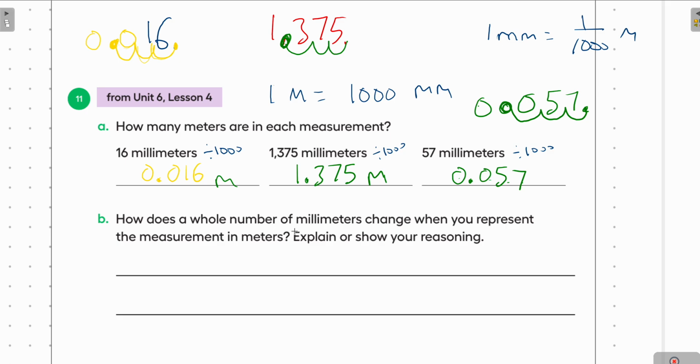And how does a whole number of millimeters change when you represent the measurement in meters? Basically, it is divided by 1,000. And that means that each digit moves 3 places to the right. And to show that the digits are moving 3 places to the right, we are moving the decimal point to the left, like this. Because the digits are moving this way. The number is becoming smaller.